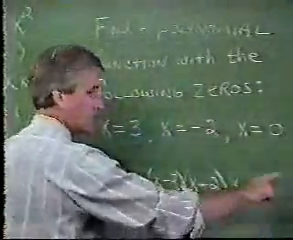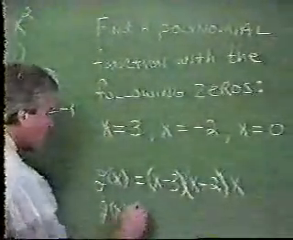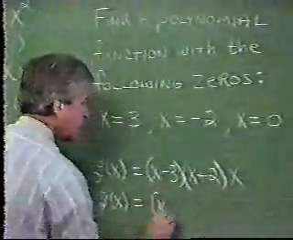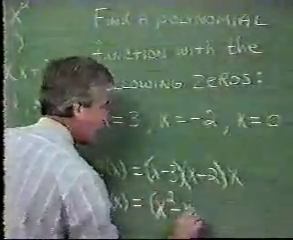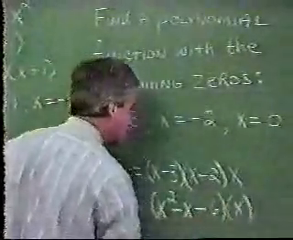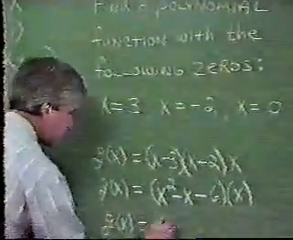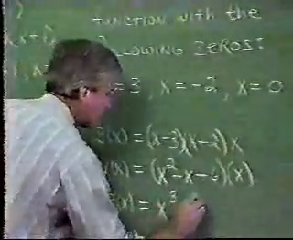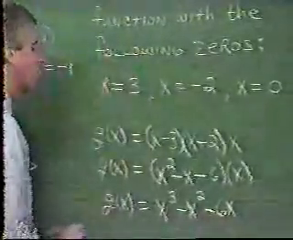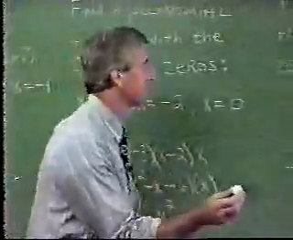So this product, if I wanted to write the function in expanded form, I could do this kind of thing. X minus 3 times x plus 2 is x squared minus x minus 6. And then multiplying times x, we would get x cubed minus x squared minus 6x. Okay, a function that has these as zeros.